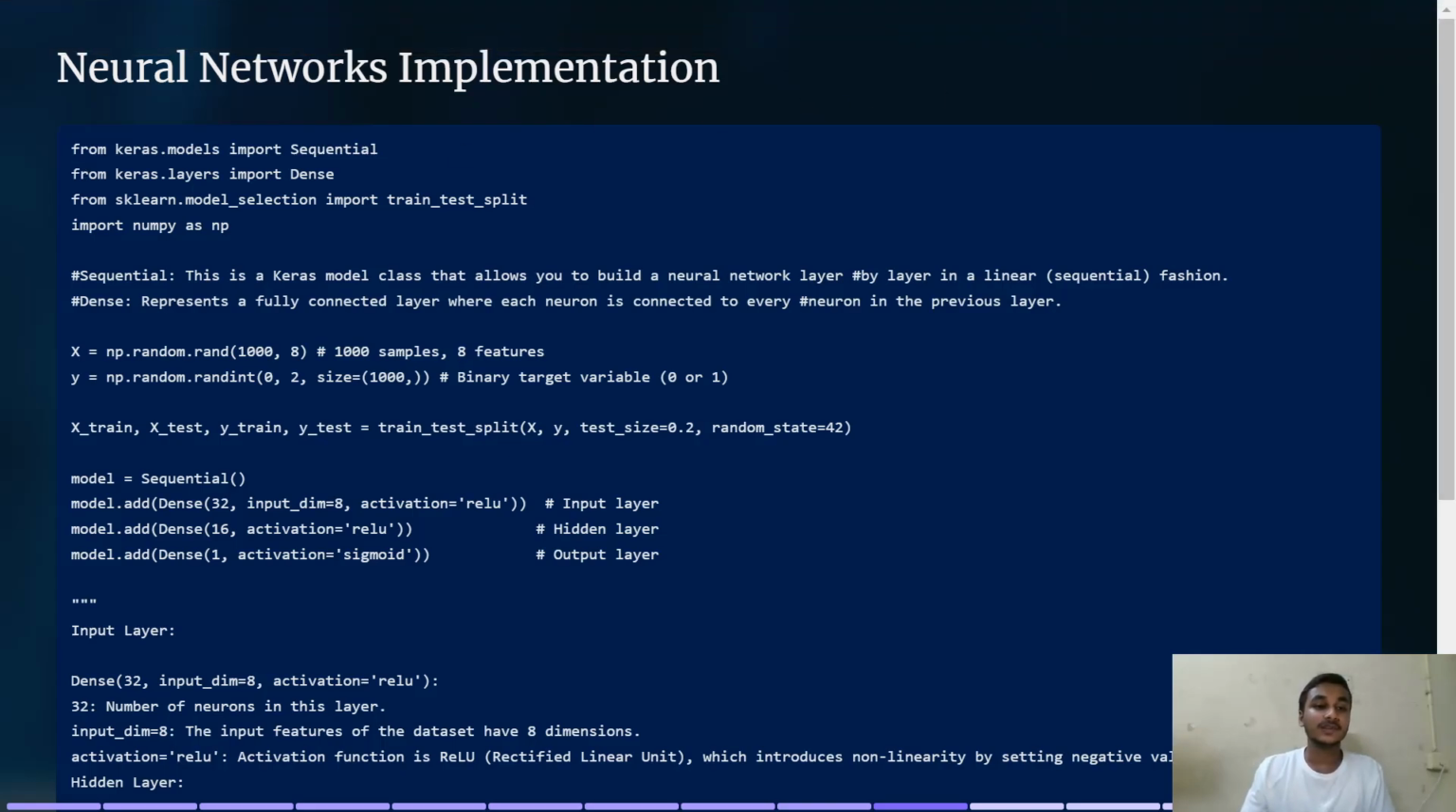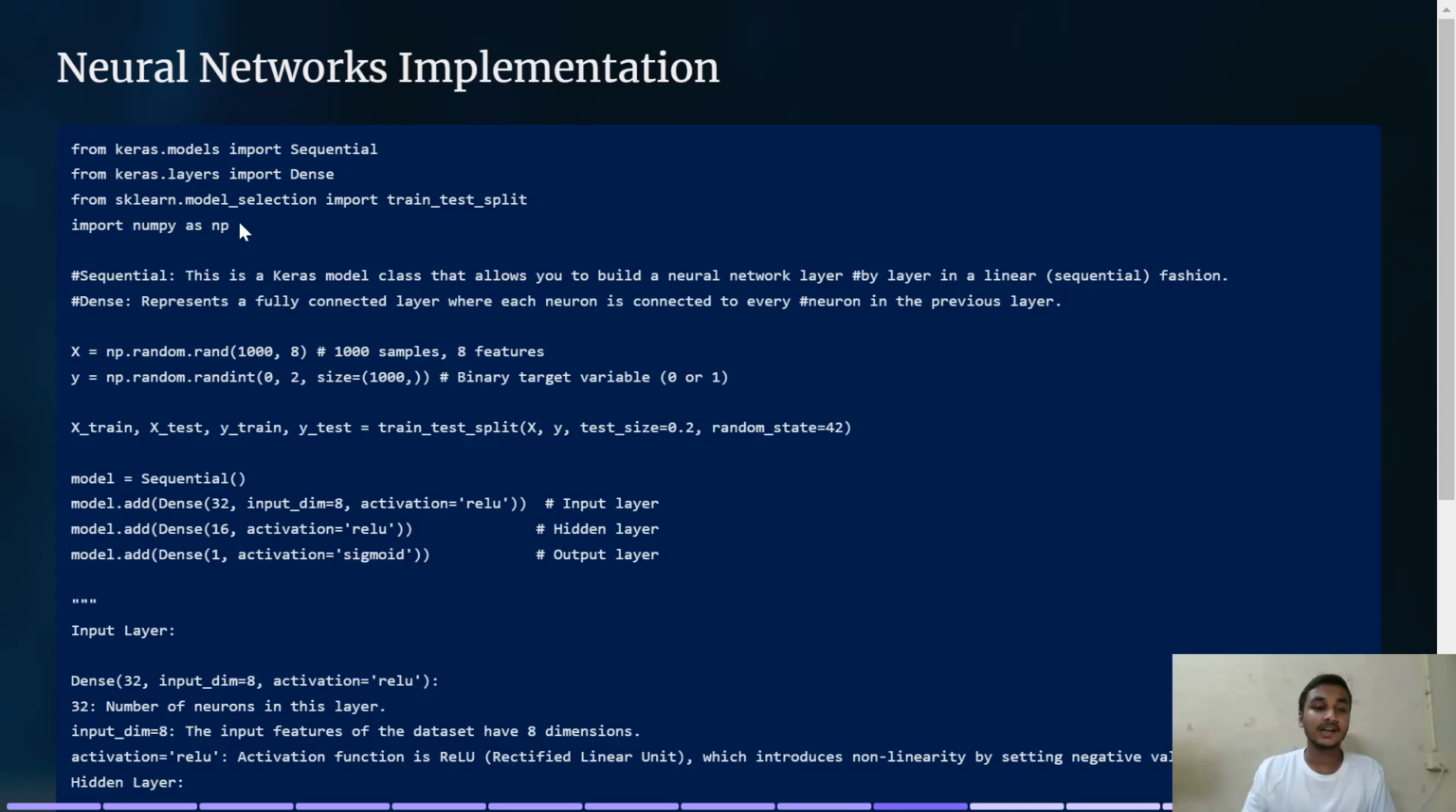First, we import Sequential from keras.models. Okay, so this is a Keras model class that allows you to build a neural network layer by layer in a linear fashion. Then we import Dense from keras.layers. It represents a fully connected layer where each neuron is connected to every neuron in the previous layer. Then we import train_test_split for splitting the data set.